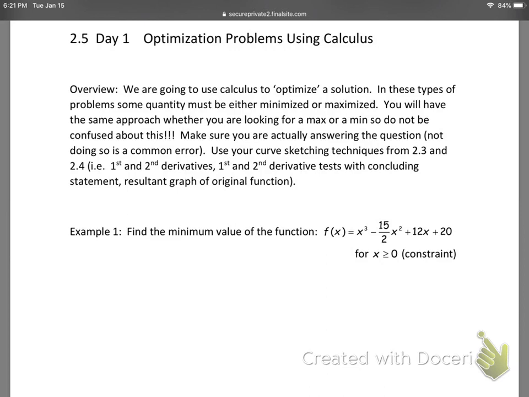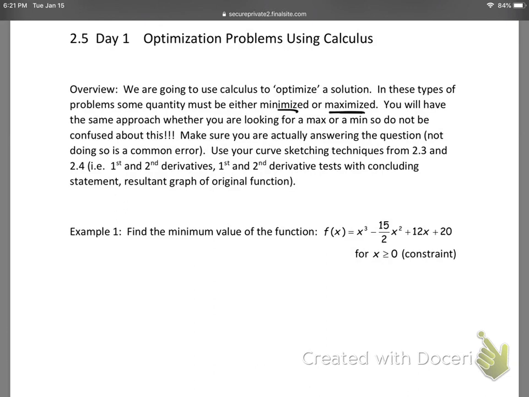In these types of problems, some quantity must be either minimized or maximized. Okay, so those are going to be our two choices. It's either going to be minimized or maximized. You will have the same approach whether you're looking for a max or a min, so do not be confused about this. Make sure you are actually answering the question, because not doing so is a very common mistake.